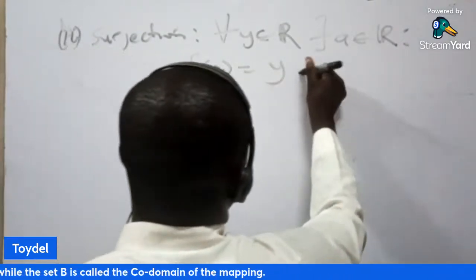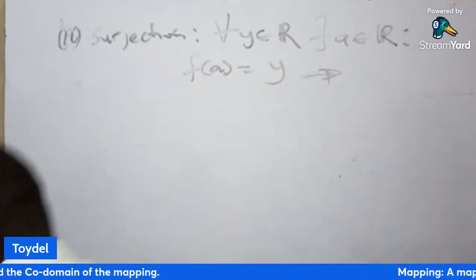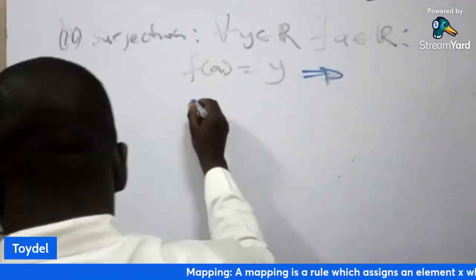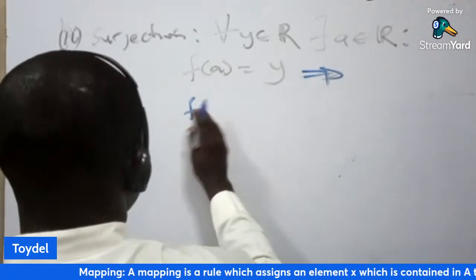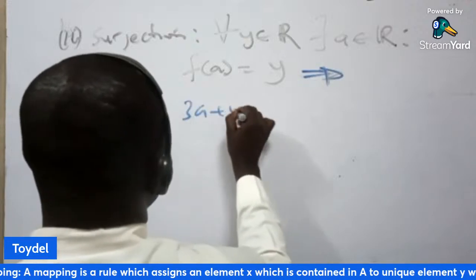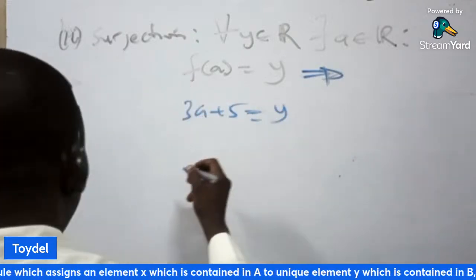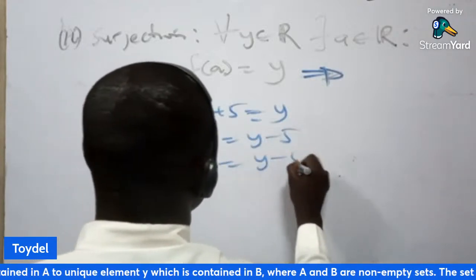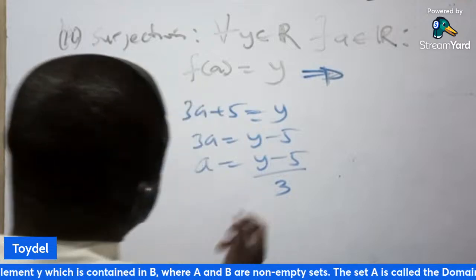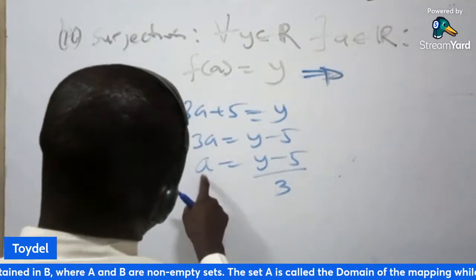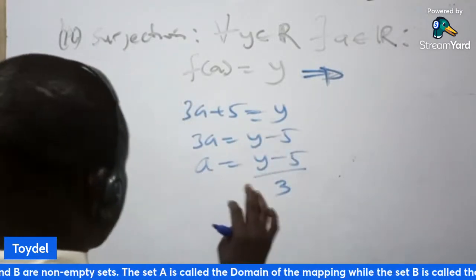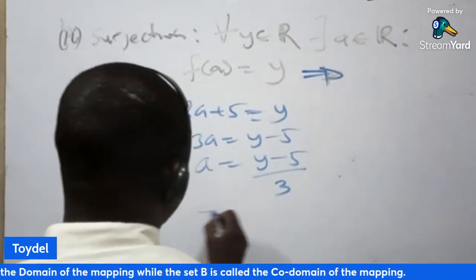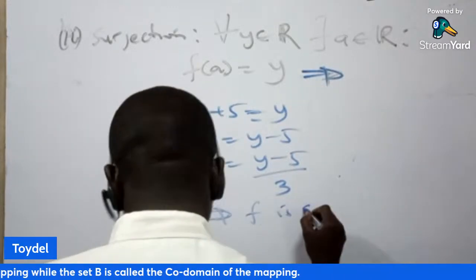So this implies that f of a, which is 3a plus 5, can be equal to y. Then we can make a the subject of the formula. 3a is equal to y minus 5. Then a is equal to y minus 5 all over 3. In this case, this a that we have is fractional, but since we are in the set of real numbers, we are on the safe side irrespective of what we have. This implies that f is surjective.